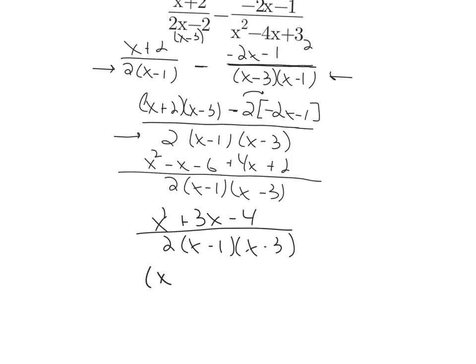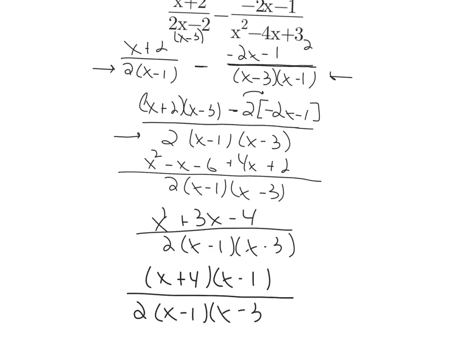So I can factor that like x plus 4, x minus 1, and my denominator is still 2 times x minus 1, x minus 3. I think you can see what's about to happen. So I can simplify. The x minus 1's cancel. So my final difference or answer is x plus 4 over 2 times x minus 3.